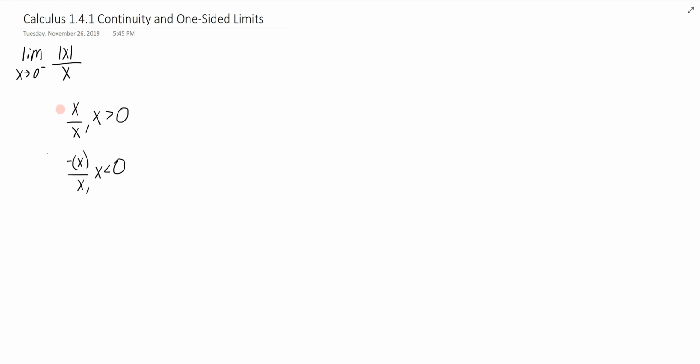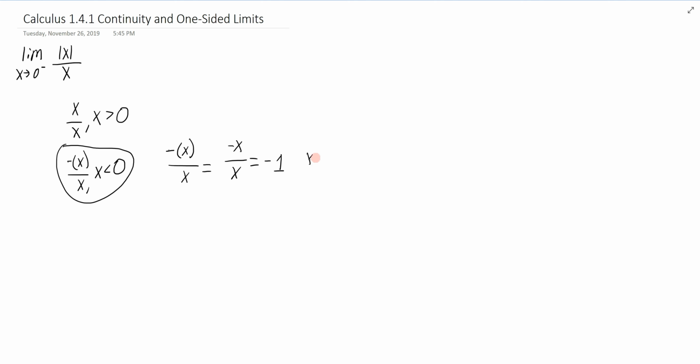Now this is important because in this case, we're looking at the limit as x goes to 0 from the left. And when we're looking at finding a limit from the left, this means we're looking at values that are negative, that are less than the limit in question. So that means we're going to be looking at this part of the problem. And so what this means is, if we have negative parentheses x over x, this is the same thing as negative x over x. And this reduces down to -1.